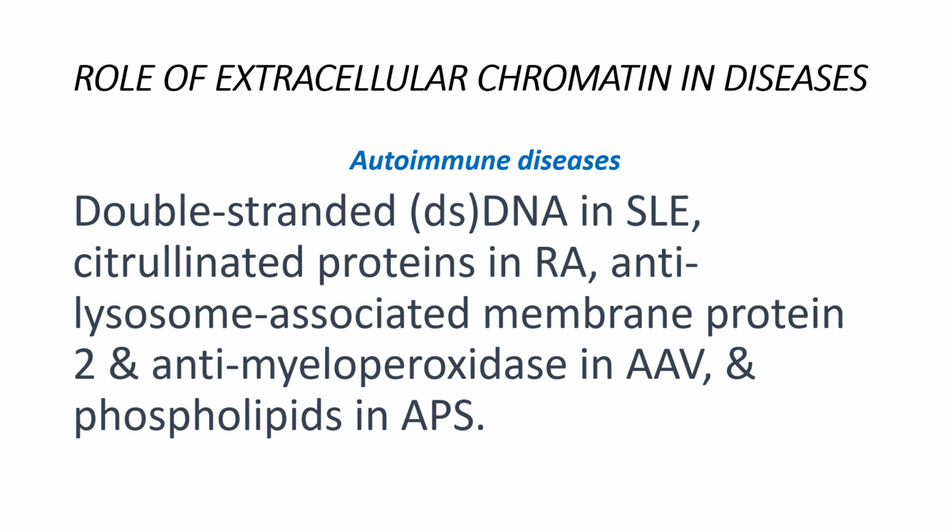And the autoantibodies generated in these autoimmune diseases target a wide range of disease-specific antigens which present significant variability. Examples include double-strand DNA in systemic lupus erythematosus, citrullinated proteins in rheumatoid arthritis, anti-lysosome-associated membrane protein 2 and anti-myeloperoxidase in anti-neutrophil cytoplasmic antibody-associated vasculitis, and phospholipids in antiphospholipid syndrome. These diverse antigens represent distinct targets for the autoimmune response in each respective disease.